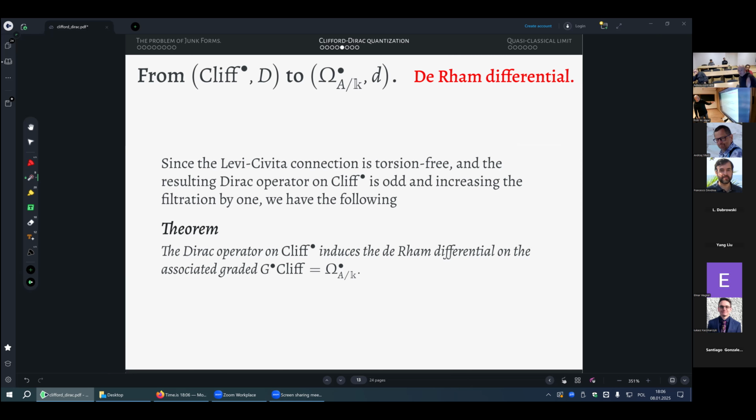So first of all, we know that the Levi-Civita connection is torsion-free, and the resulting Dirac operator on the Clifford algebra is odd and increases the filtration by 1. If you combine these facts, then you can prove that the Dirac operator on Cliff induces the de Rham differential on the associated graded algebra, which makes it into the de Rham complex. Okay? So I think this is probably the right way of thinking about this relation between the Clifford algebra and the de Rham complex.